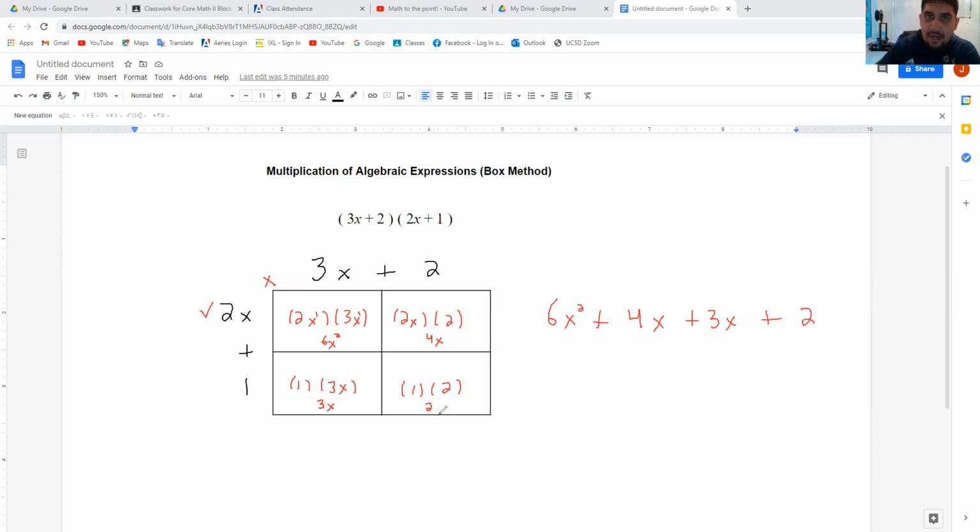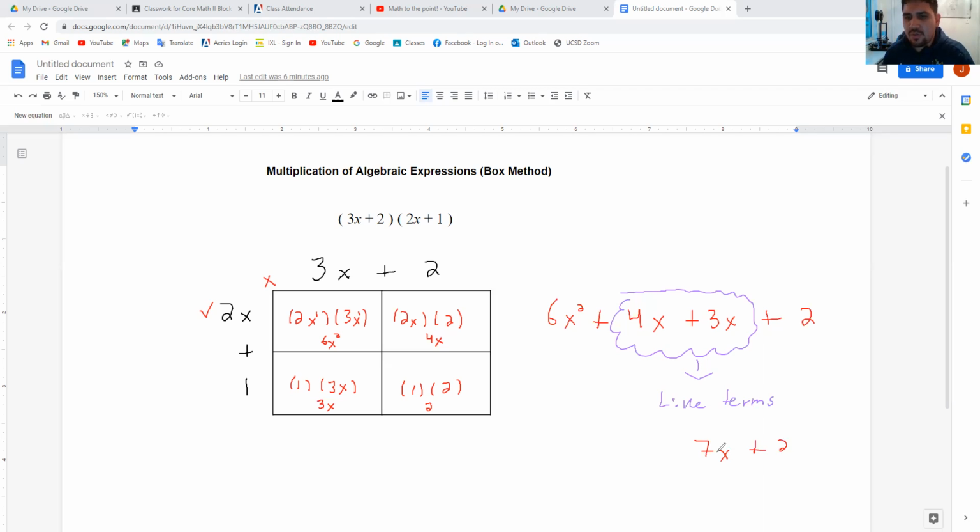Then from here, I'm hoping that you're noticing that we have a few like terms that we can combine. And those happen to be 4x and 3x. These are going to be like terms, which means I can add them or subtract them. But this time we're going to be adding them because we have a positive 4x and a positive 3x. So when you add them up, that's a positive 7x.